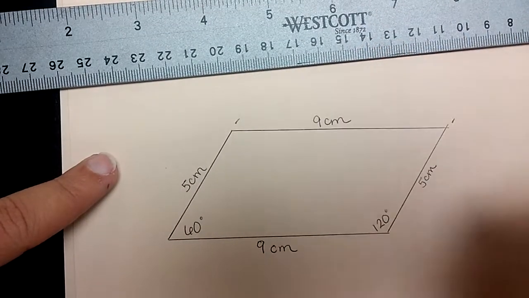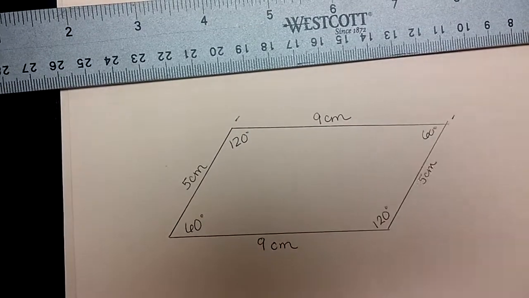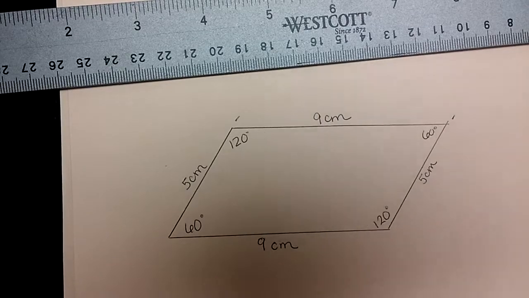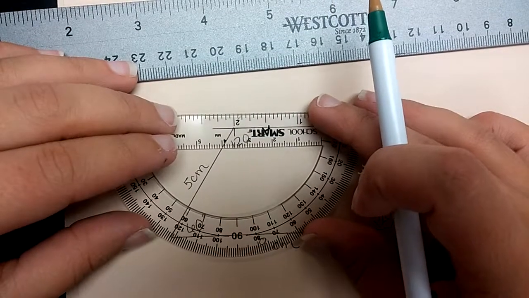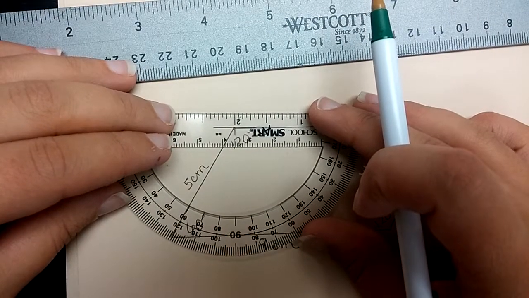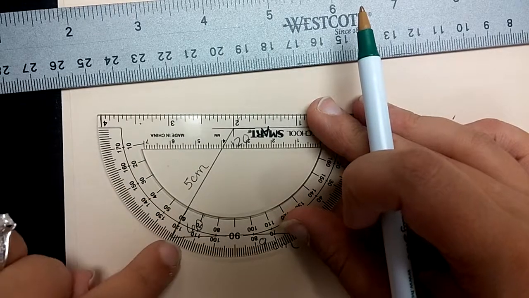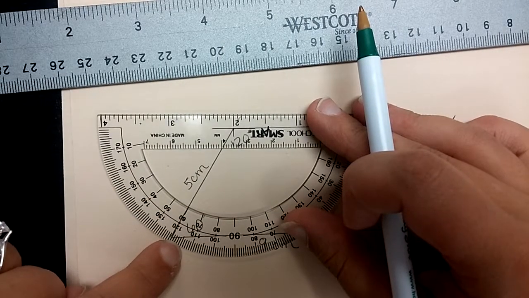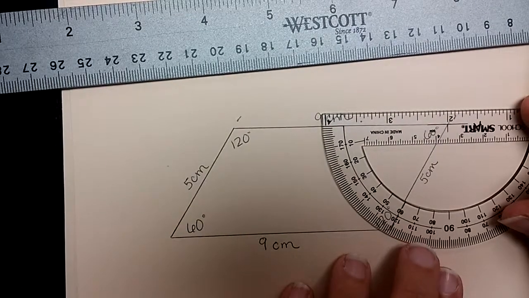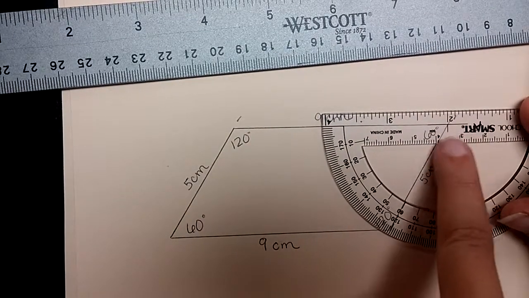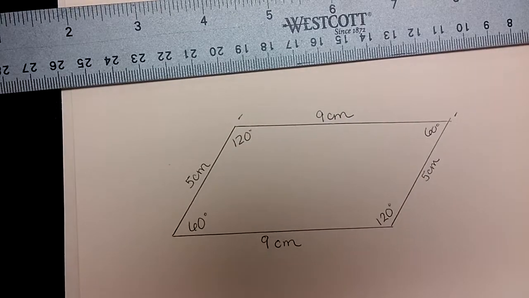9 centimeters. Opposite angles are congruent, so this angle should be 120. This angle should be 60. And again, if you want to check, line up your protractor. You can be within 1 degree. And if I line up my top, I look, it is 120, even though I didn't draw that angle. I drew the other ones accurately. If I bring it over here and line it up, you'll see, look, it's 60. So that's how you know you did it correctly.